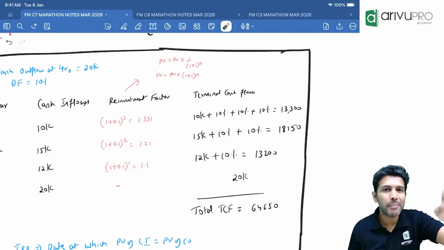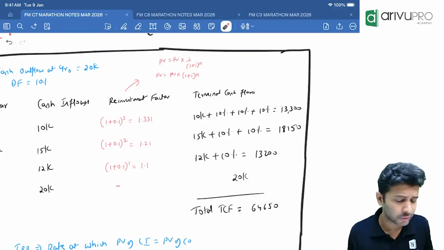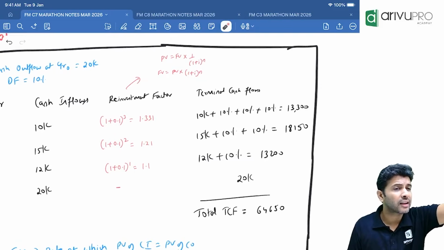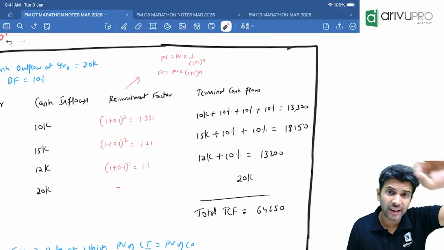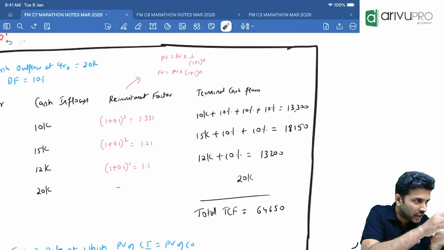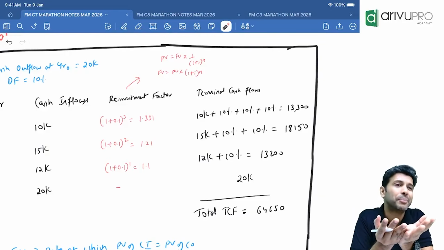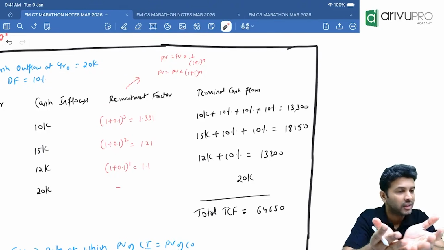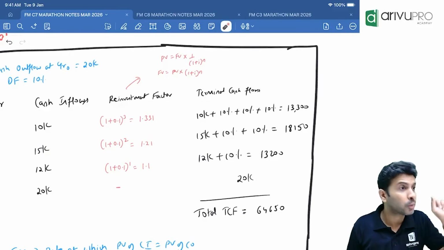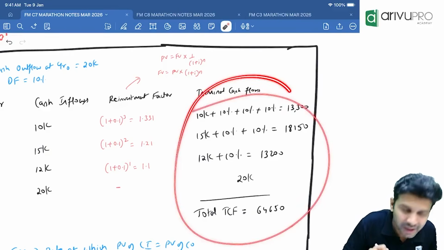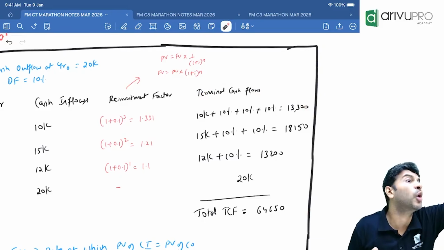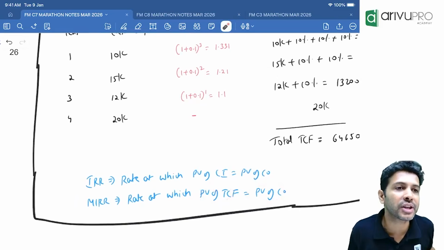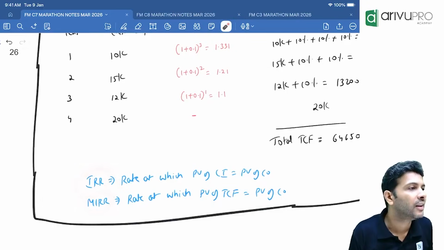Now what MIRR is trying to calculate is, first maybe you tell me, what is IRR trying to calculate? Then I'll tell you MIRR. IRR is trying to calculate at what rate present value of cash inflow and present value of cash outflow will be the same, right? What MIRR is trying to calculate is at what rate present value of terminal cash flow will be equal to present value of cash outflow. That's the distinction between IRR and MIRR.